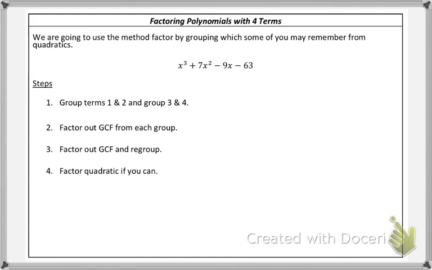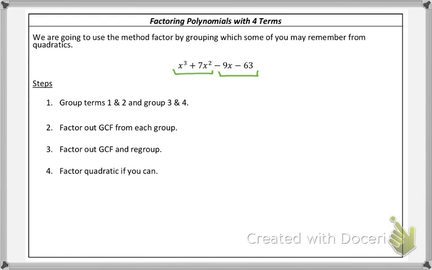So when there is a polynomial with 4 terms, you just group the first two together and group the second two together. There's no guess and check for this type of problem. You do have to factor by grouping. So when there's 4 terms, you know you have to group them together. And then the first thing we're going to do is group the first two and the last two together, and then you're going to factor out the GCF from each group.